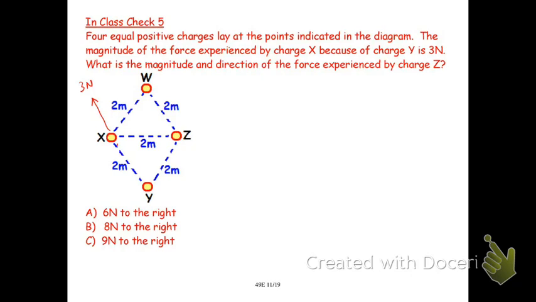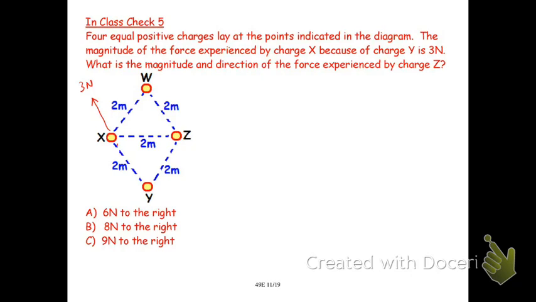Then it says, what is the magnitude and direction of the force experienced by charge Z? So the first thing you've got to recognize is that all this stuff about charge X was giving me a scale. The question is not about charge X. That was an example, if you like. The question is about charge Z.